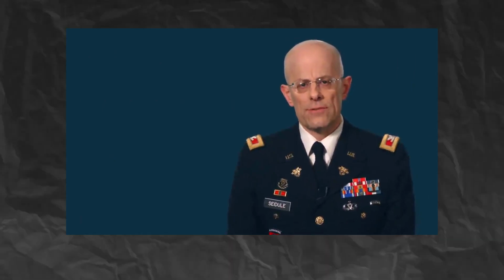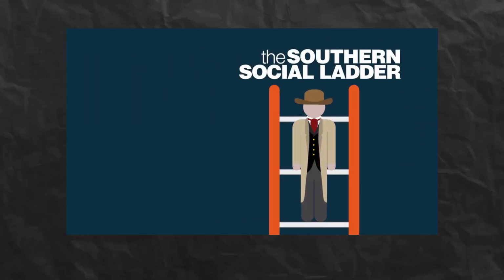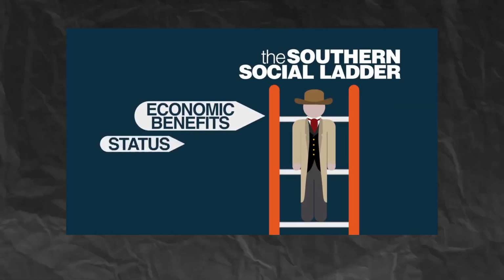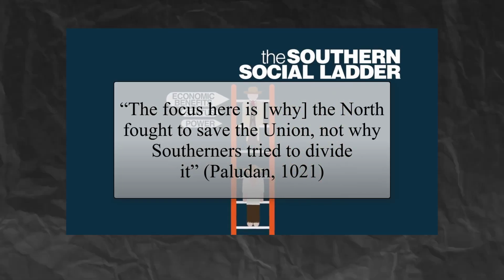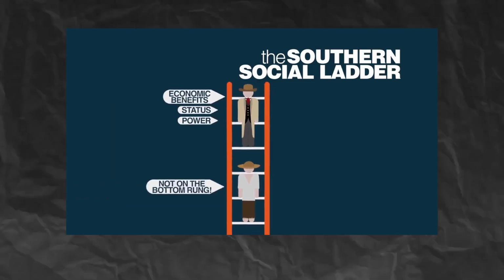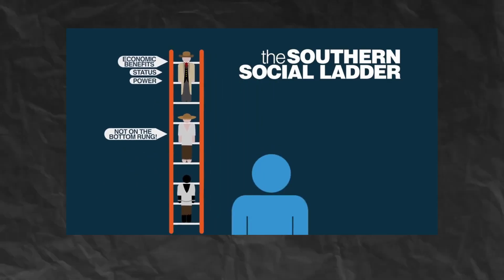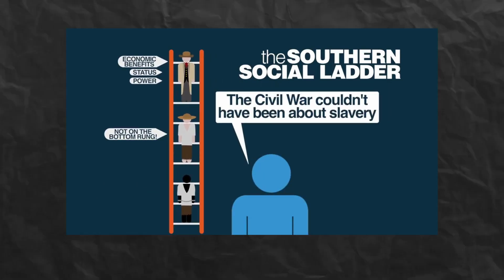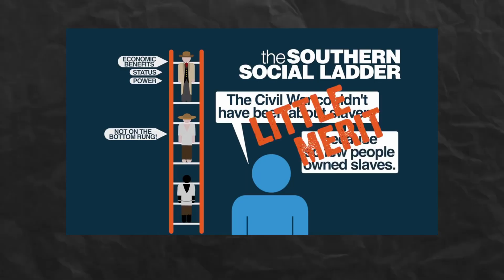So the idea being that secession seems like a natural response to what the North was doing and how important slavery was to the South, it kind of made sense for that to be the next course of action. Paludan states, "The focus here is why the North fought to save the Union, not why Southerners tried to divide it, as that seems obvious." This assertion seeps into his interpretation of the war as the North simply trying to preserve the status quo. The simple question of whether the Civil War was avoidable returns complex arguments and answers.